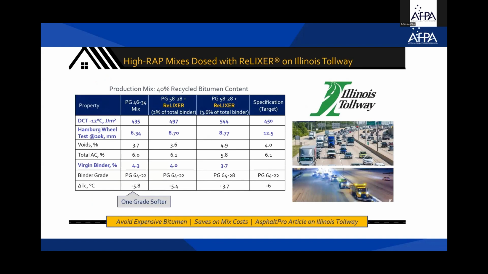So with that, let me shift gears and outline some test cases from pretty much around the globe. I'll start in North America. This is a trial for Illinois Tollway, written about extensively in Asphalt Pro magazine. And this is a challenging environment, extremes of temperature, cold and hot, very high traffic, arterial highway in North America. And they were looking at a 40% ABR mix. 40% of the total liquids in the mix comes from recycled content.